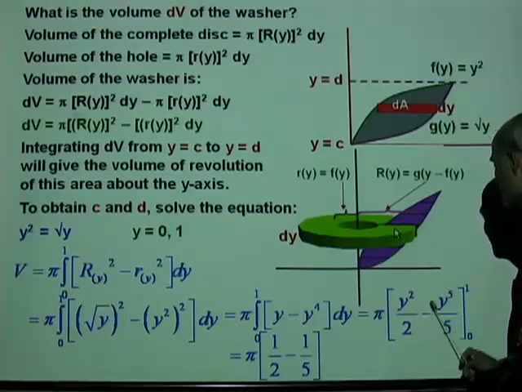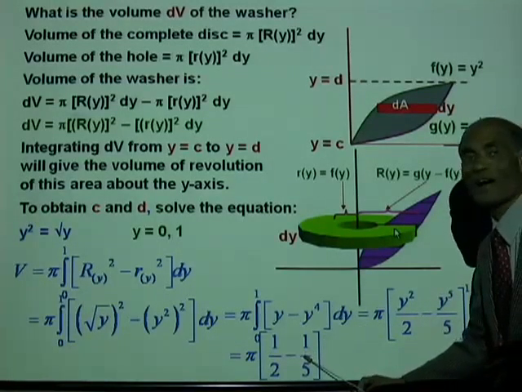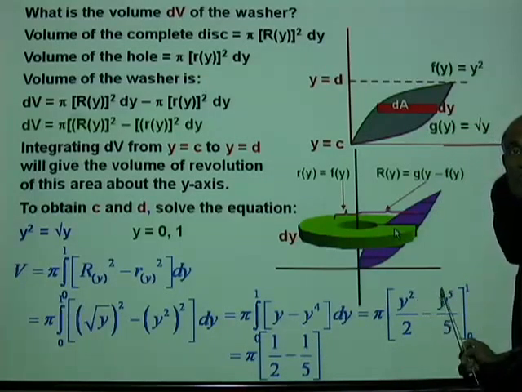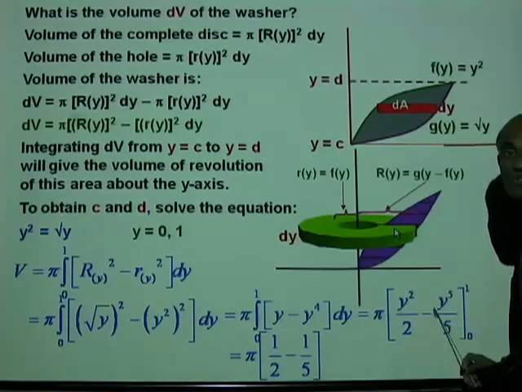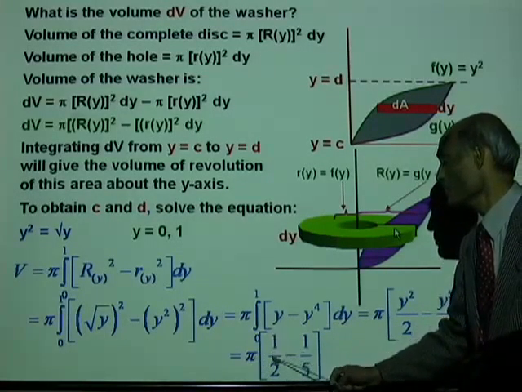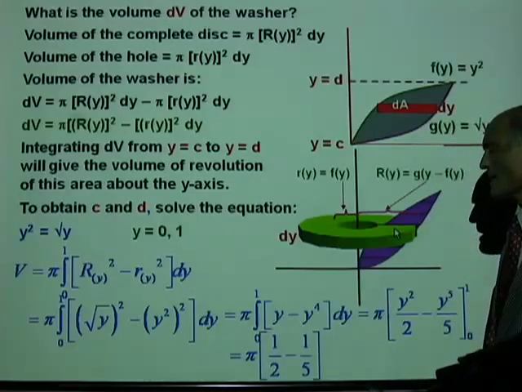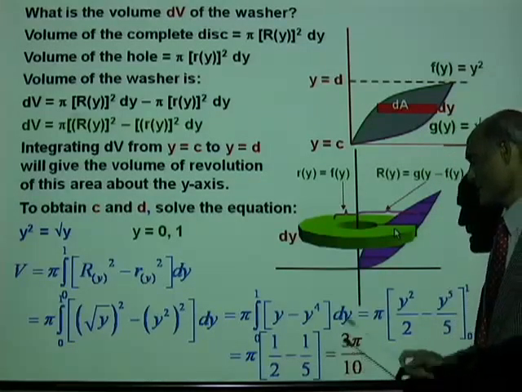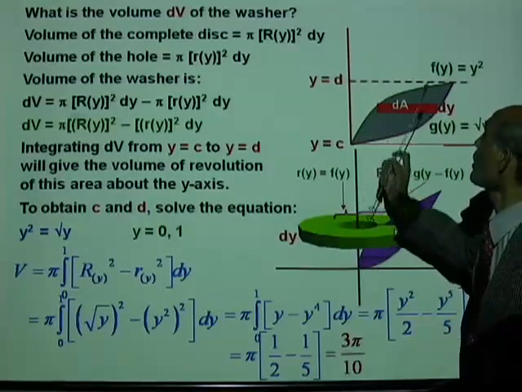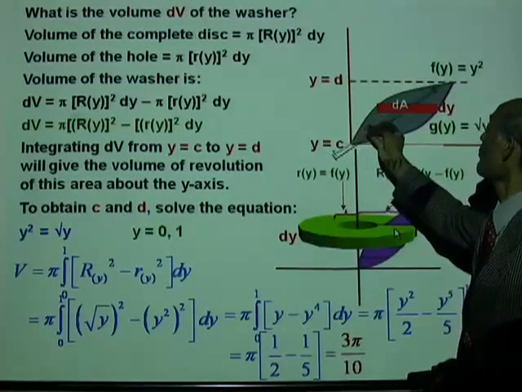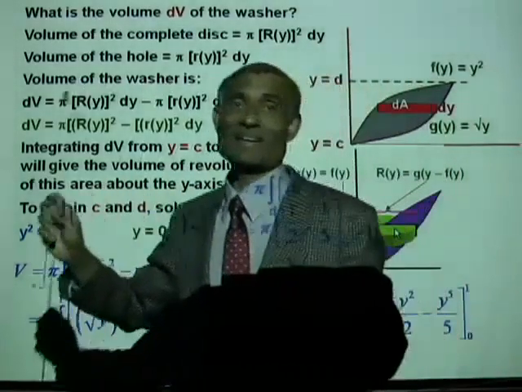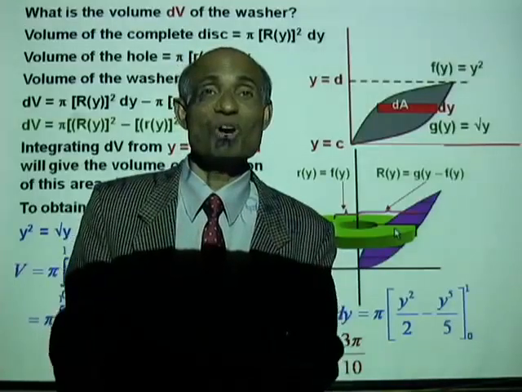And that will be pi times, replace your y by 1. 1 over 2 minus 1 over 5. That is the upper limit. Minus, replace y by 0. That will be 0, so you don't need to write that. So that will be pi times 1/2 minus 1 over 5. Simplify that. That will give you 3 pi over 10 is the volume generated by revolving this area about the y-axis. And we used the washer method.